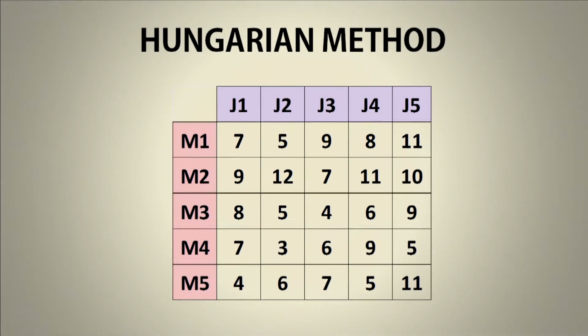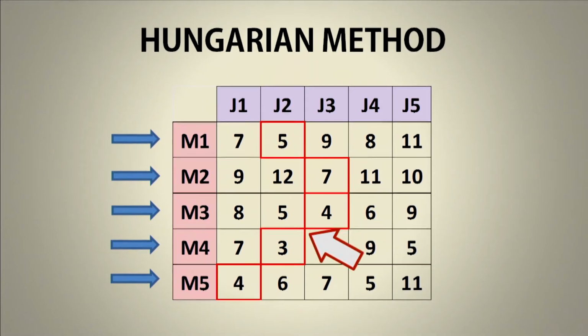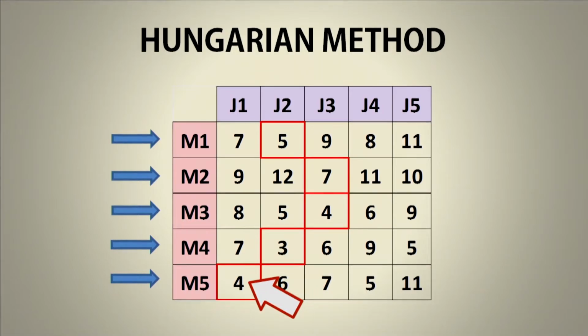Now, consider the lowest cost in every row. In row 1, 5 is the smallest. In row 2, 7 is the smallest. In row 3, 4 is the smallest. In row 4, 3 is the smallest. In row 5, 4 is the smallest. Choose the first row and subtract 5 from all the elements in that row. Then we get.